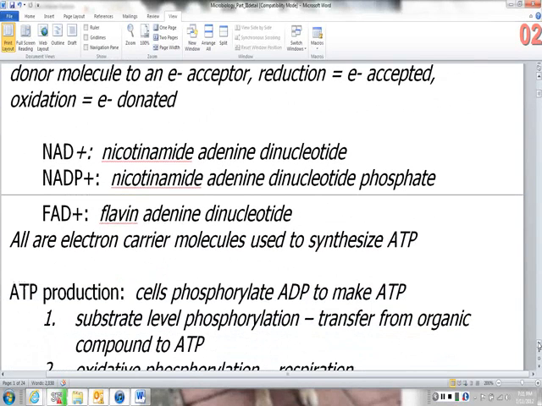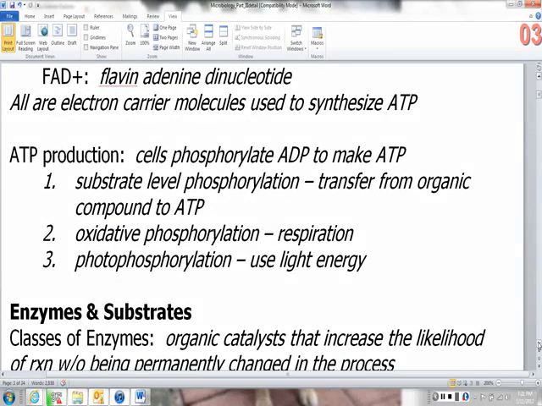When ATP is produced, cells phosphorylate, or add phosphorus to, an ADP, or adenosine diphosphate, to make ATP, or adenosine triphosphate. This can be done in a few ways. In substrate-level phosphorylation, a phosphate is transferred from an organic compound to ADP. Oxidative phosphorylation is used in respiration, where electrons are moved to phosphorylate ADP. Photophosphorylation uses the energy from light to drive the phosphorylation.